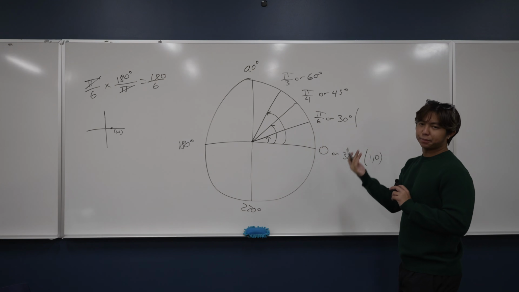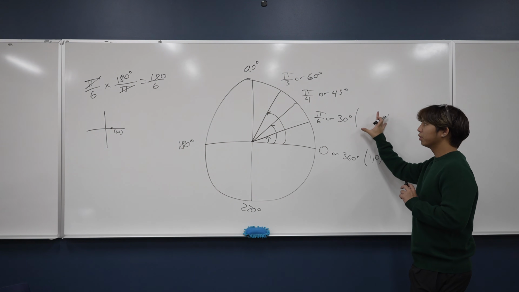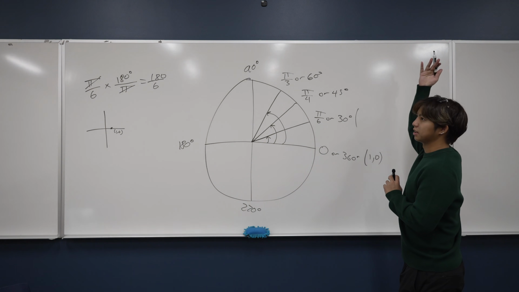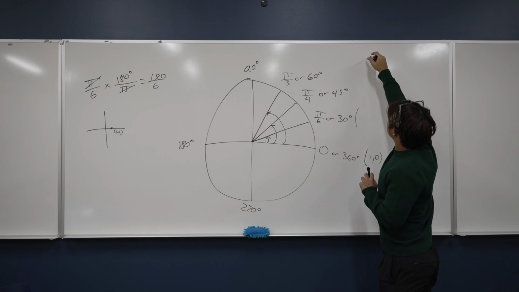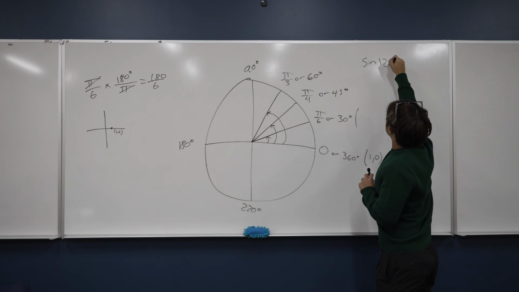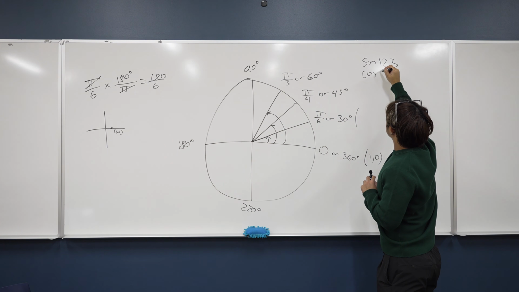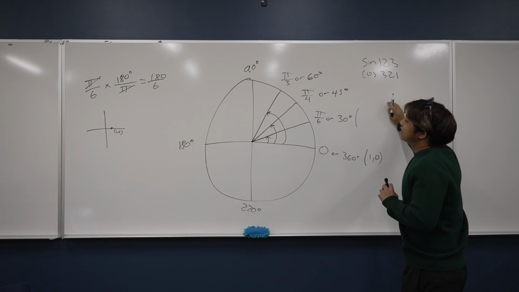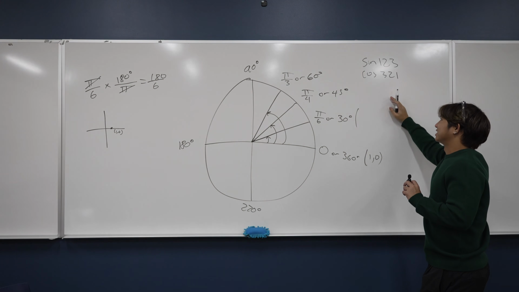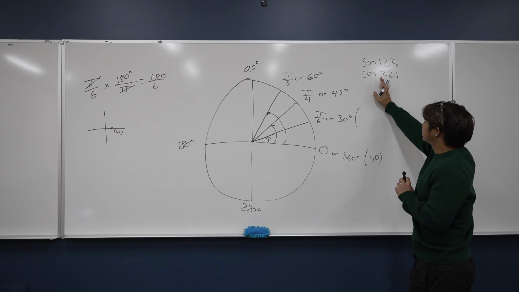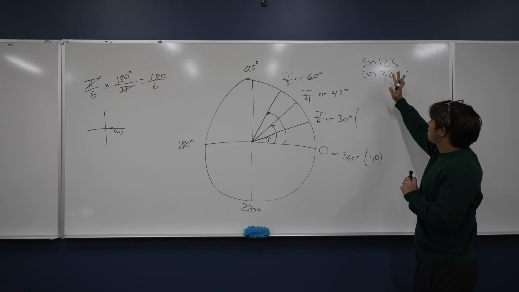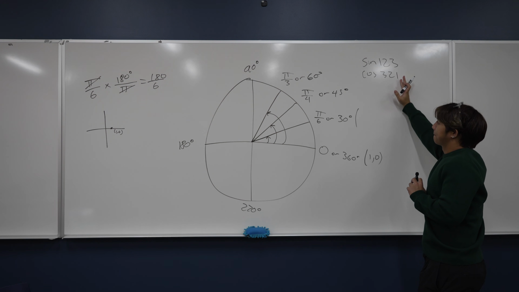The way I remember the coordinates of the unit circle is with a little mnemonic. It's called sine 1, 2, 3 and cosine 3, 2, 1. I know you're probably asking, what is this, right? Basically, this goes in order of pi over 6, pi over 4, pi over 3.